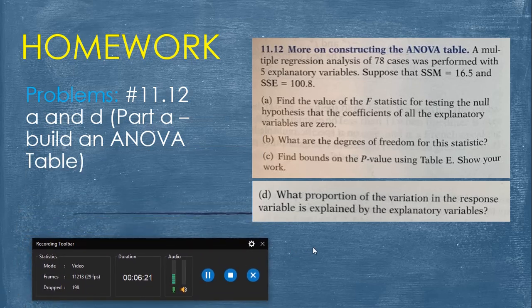All right, so our first assignment today is going to be 11-12. You're going to do part A, and I'm going to ask you to build an ANOVA table, and you can take it all the way to P. We're going to skip B and C because they'll be incorporated into your table, and then go ahead and do part D separately.